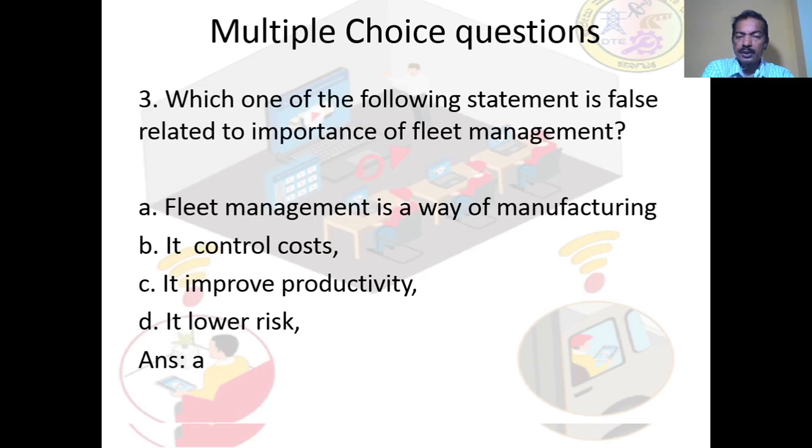Multiple choice question three: which one of the following statements is false related to the importance of fleet management? Fleet management is a way of manufacturing. It controls the cost, improves productivity, and lowers the risk. Actually, fleet management is a way of business. Manufacturing is also one type of business, but manufacturing means conversion of raw material into finished or unfinished goods. So A is the answer for this question.